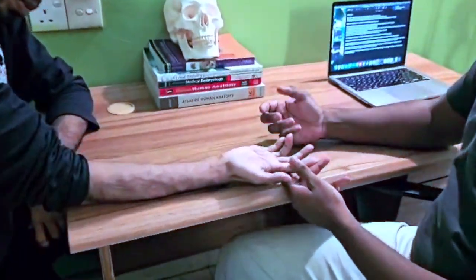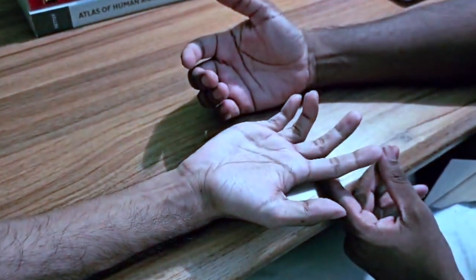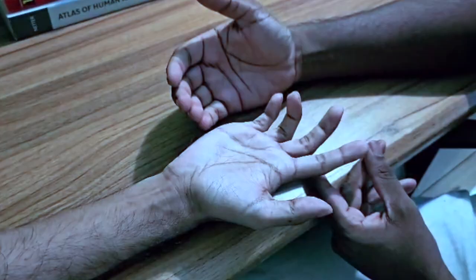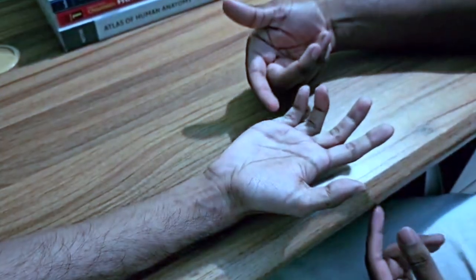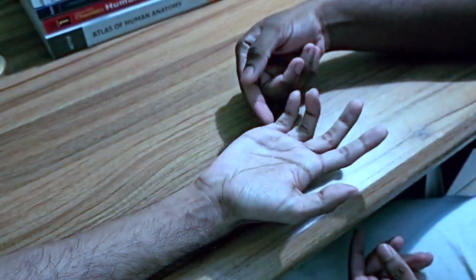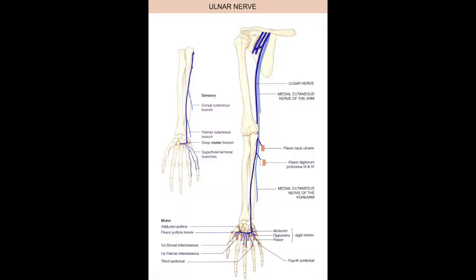Here we have a classical ulnar claw, and this is suggestive of ulnar nerve palsy. To understand why this happens, where you see there's hyperextension in the metacarpophalangeal joint and hyperflexion in the interphalangeal joints, we must understand what are the muscles that the ulnar nerve supplies.